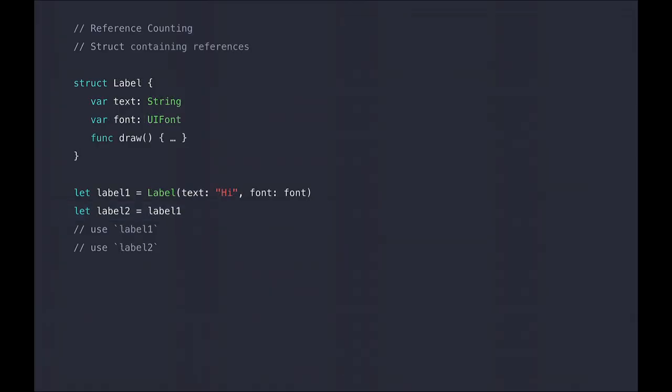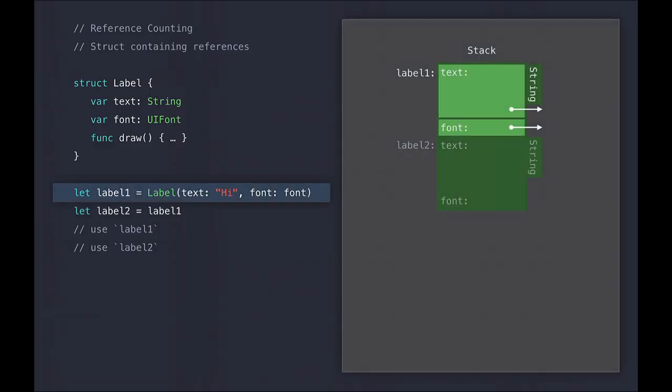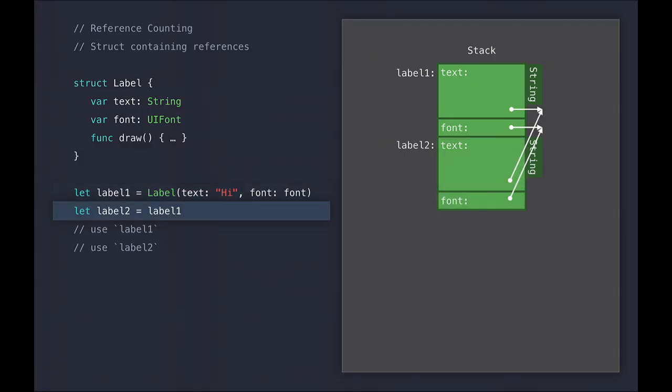What about a more complicated struct, though? Here we have a label struct which contains text, which is of type String, and font of type UIFont. String, as we heard earlier, actually stores the contents of its characters on the heap. So that needs to be reference counted. And font is a class, and so that also needs to be reference counted. If we look at our memory representation, label's got 2 references. And when we make a copy of it, we're actually adding 2 more references, another one to the text storage and another one to the font.